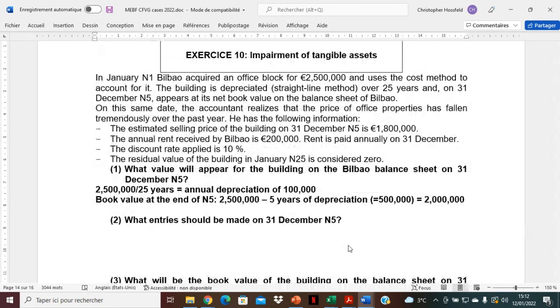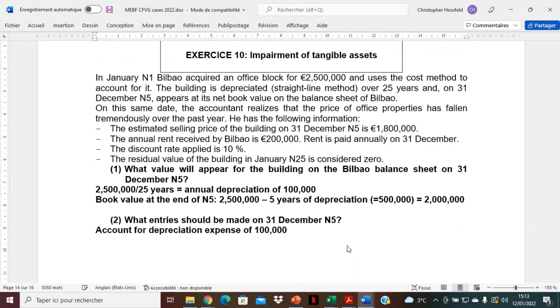Second question is, what entries should be made on December 31st? Well, obviously, we have to account for depreciation expense of 100,000 at the end of the year. But we also need to do an impairment test. Why do you think I need to do an impairment test here?